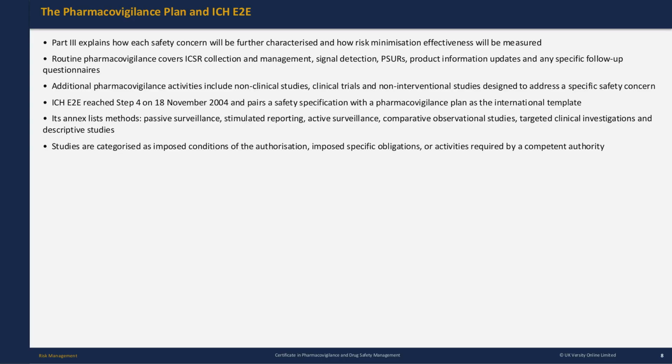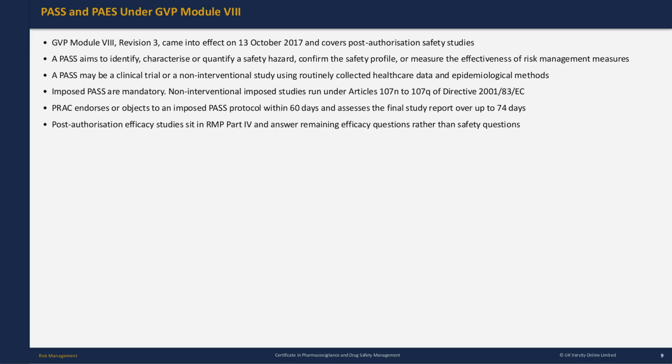ICH-E2E reached Step 4 on 18 November 2004 and pairs a safety specification with a pharmacovigilance plan as the international template. PAS and PAEs under GVP Module 8. GVP Module 8, Revision 3, came into effect on 13 October 2017 and covers post-authorization safety studies. A PAS aims to identify, characterize, or quantify a safety hazard, confirm the safety profile, or measure the effectiveness of risk management measures.